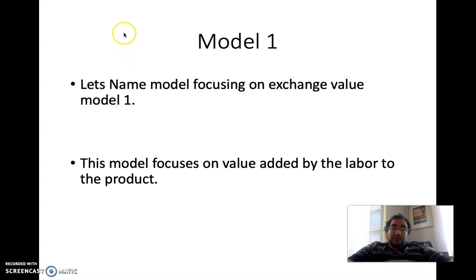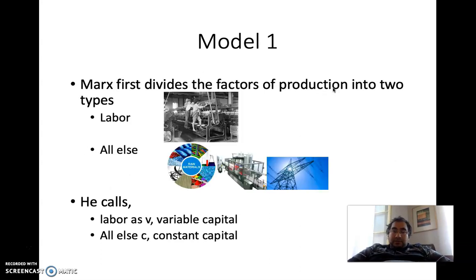And their exchange value is the main focus, so the main values are given through the exchange value. That's why I have mentioned this model as focused on the exchange value. As a result, we will see in this model the value added by the labor power, similar to the case in the Ricardian model.